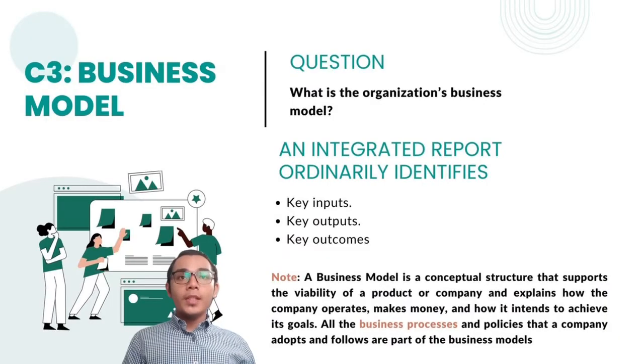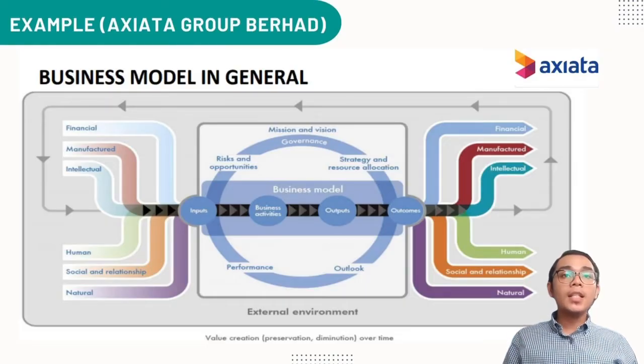Let's move forward to business model. What is the organization's business model? An integrated report ordinarily identifies key inputs, key outputs, and key outcomes. This is the business model in general, so it starts with input, which consists of the 6 capitals that were explained. And then moving forward to business activity. After business activity, there is output and lastly outcomes.